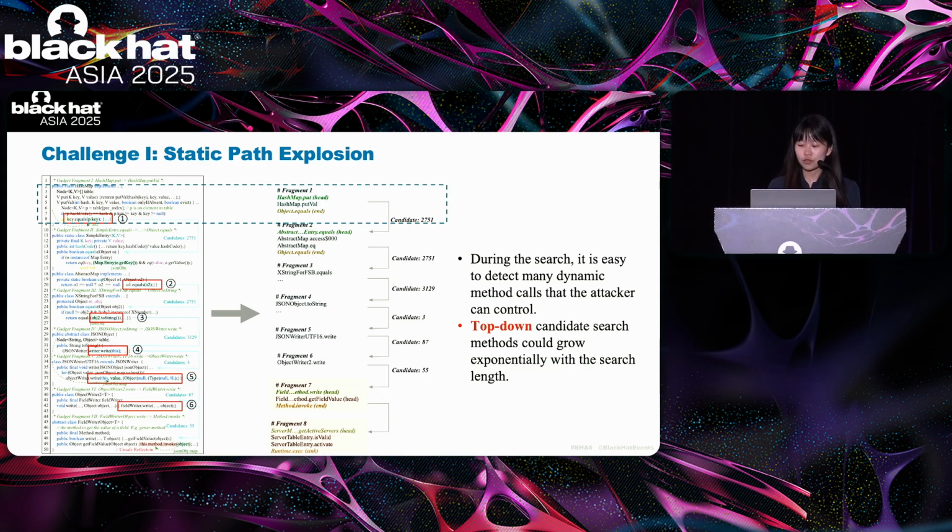So, if we use the existing detection approaches that employ a top-down static analysis to extensively search gadgets from a source to a sink for all potential paths, the candidate search paths could grow exponentially with the search length.